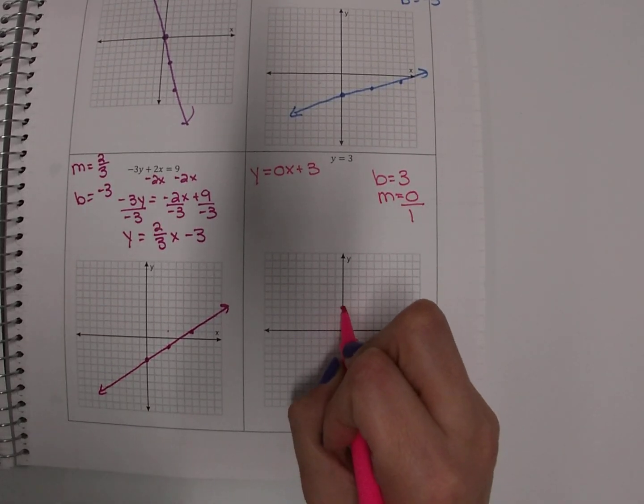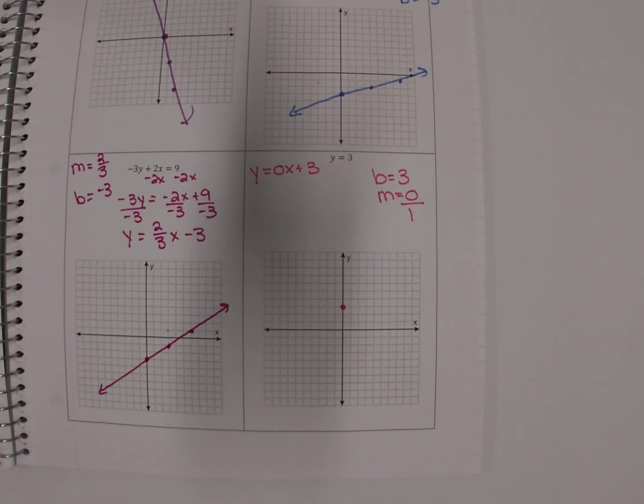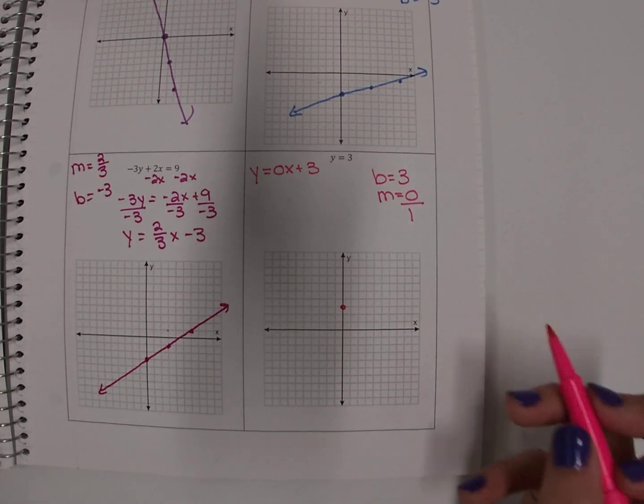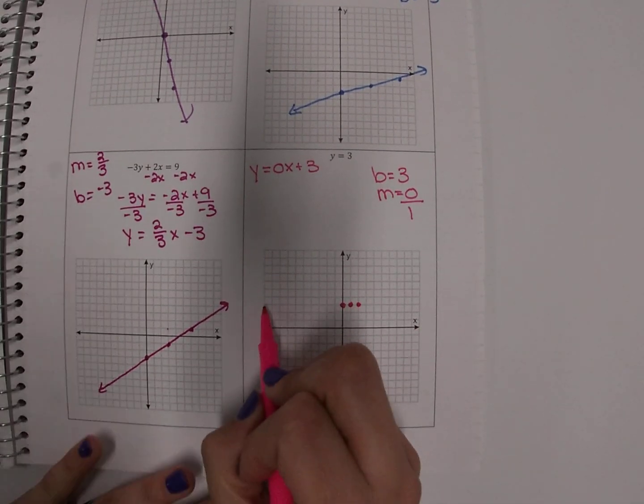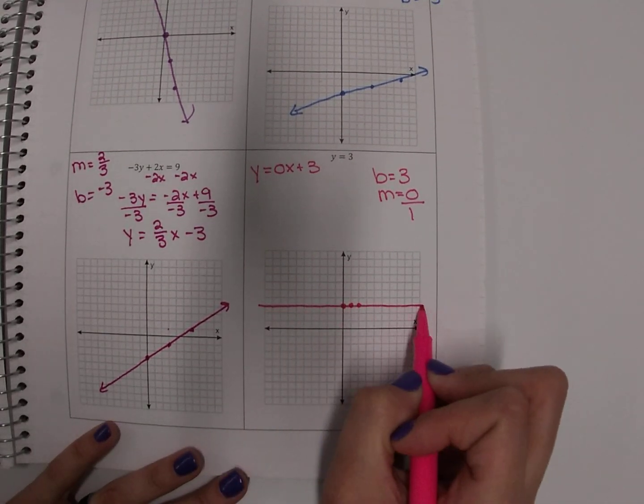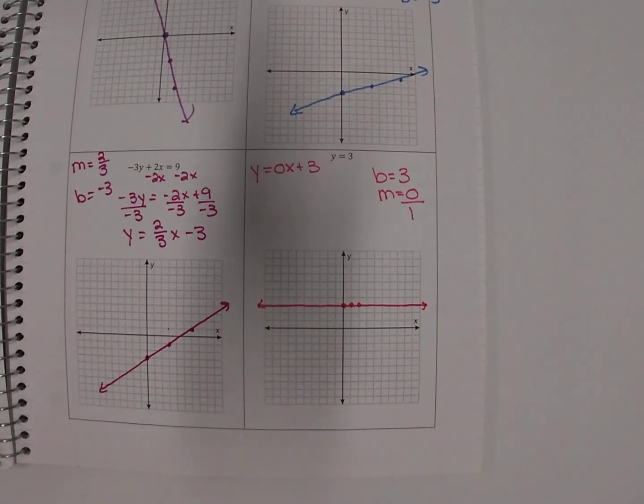Okay, so I'm going to start on my y-intercept at 3, and then I'm going up 0. So I'm not moving up or down at all, and I'm going over 1. Up 0 over 1. And we have said this multiple times, but whenever we have a y with no x involved, we end up with a horizontal line.